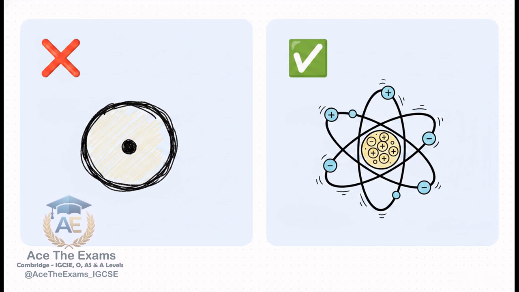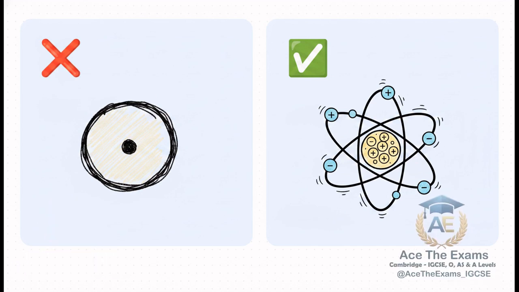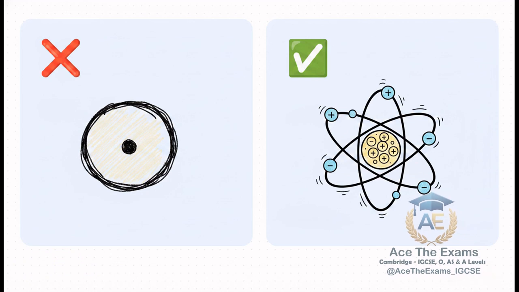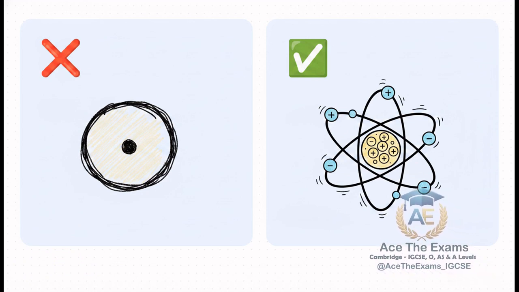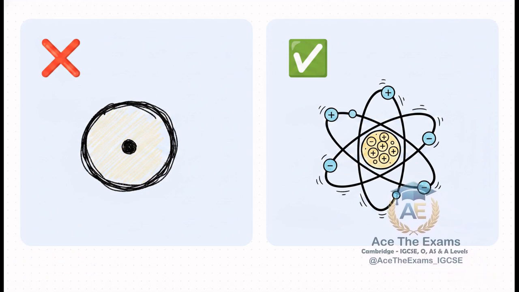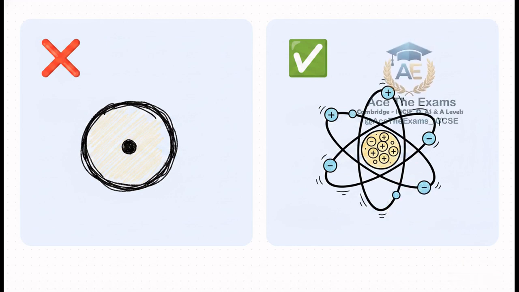An atom consists of a tiny positive nucleus containing protons and neutrons surrounded by orbiting negative electrons of much smaller mass. You see the difference there? We're explicitly stating the charges, the specific subatomic particles, the orbiting motion, and the relative mass. That right there is how you lock in your marks.